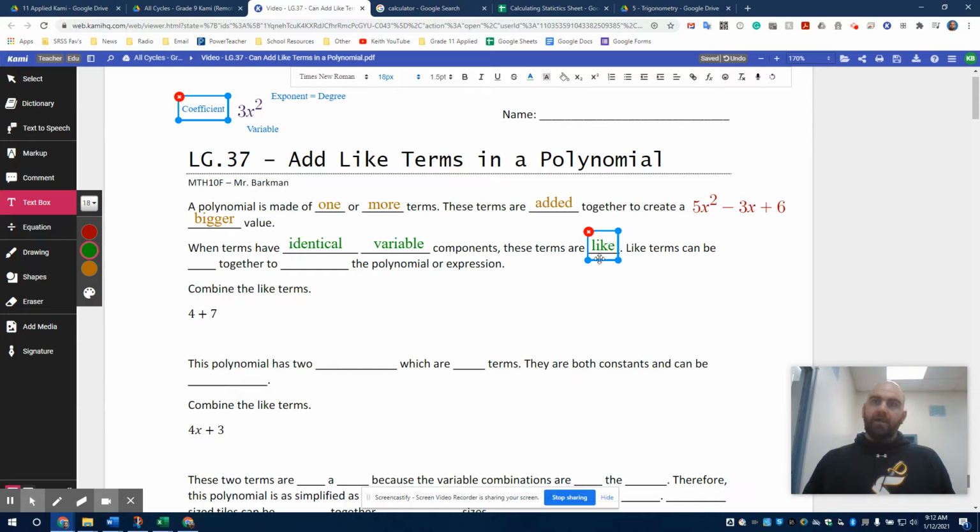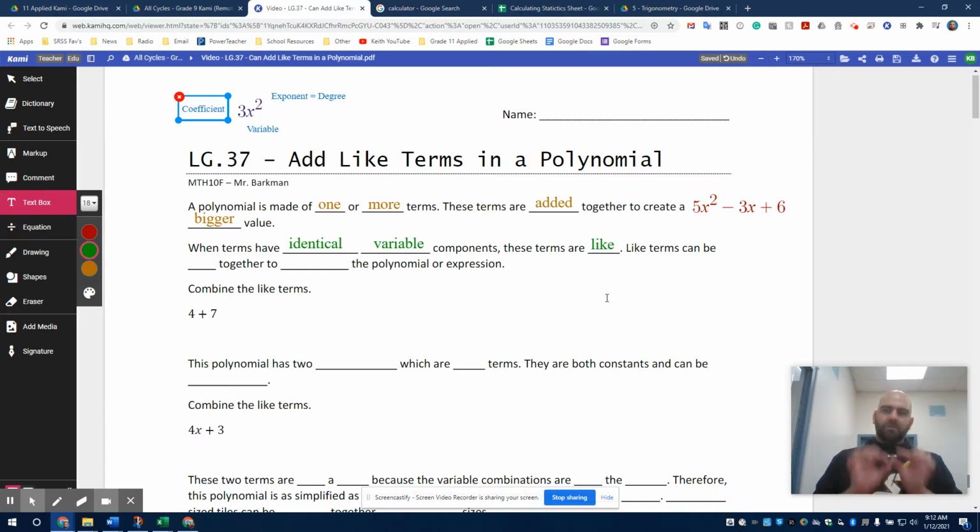So then these terms are like. They're not identical, depending on the coefficient, but they are like. They are similar in nature. They're similar sized algebra tiles, whether it's a little small square, the rectangle, or the large square. They're similar in size. Like terms can be put together to simplify a polynomial or expression. And so in this lesson today, we're going to be taking a look at how we combine like terms.